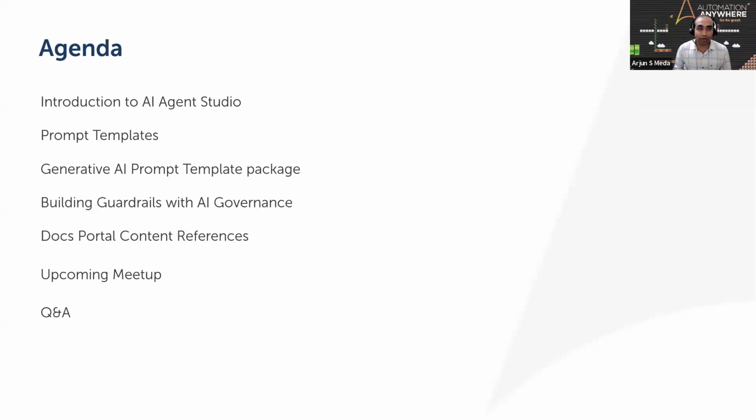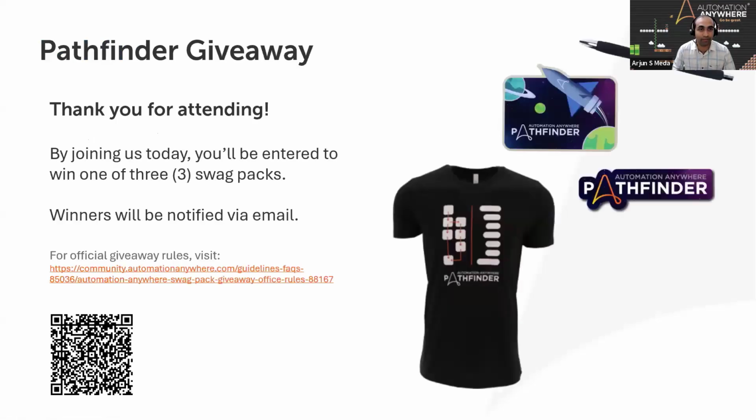In terms of the agenda, first, we're going to talk about what is AI Agent Studio, and we also have created prompt templates. We'll talk about what it is all about, how you can use it to build your automations. We also have a package, the Generative AI Prompt Template package, and Rinku is going to talk to us about AI governance, and Smita will guide us through the docs portal content. And I will be back to talk about the upcoming meetup and also to take you around the latest courses in Automation Anywhere University. Before we start, if there are any questions, feel free to type them in the Q&A section and we will look into it.